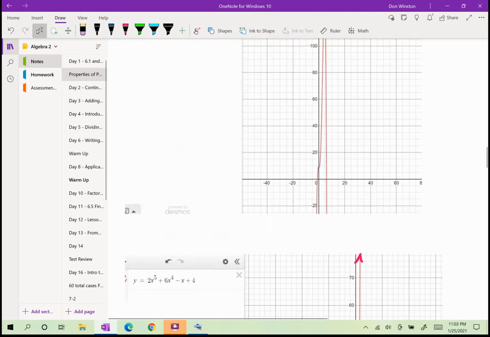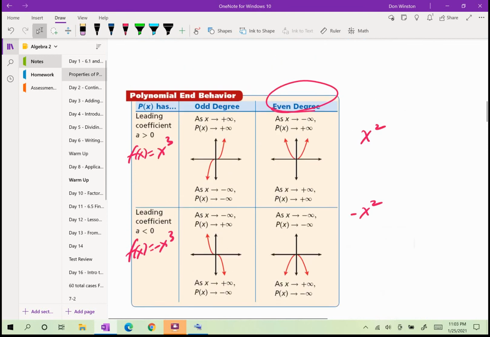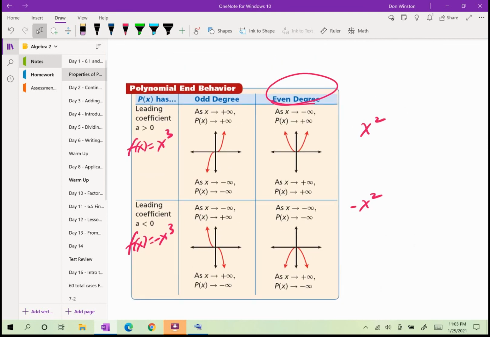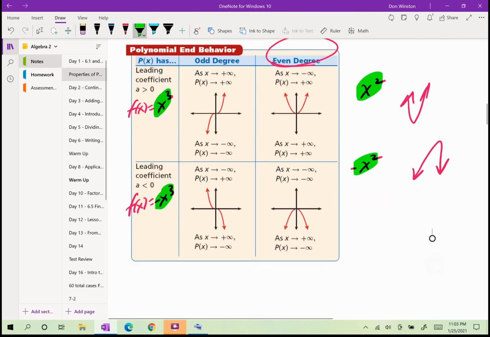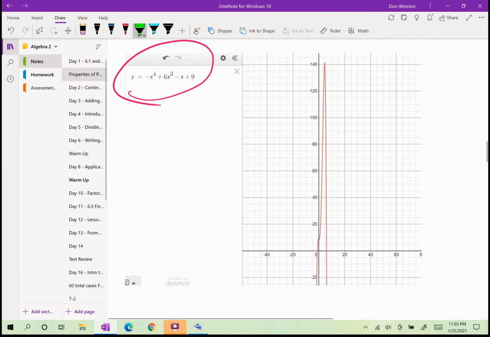End behavior. And so I just tell students, all you really need to remember is what happens with x squared when the leading coefficient is positive. It's a happy graph. When the leading coefficient is negative, it's a sad graph. And then x cubed. When the leading coefficient is positive, it rises on the right and falls on the left. When the leading coefficient is negative, it falls on the right and rises on the left. End behavior.